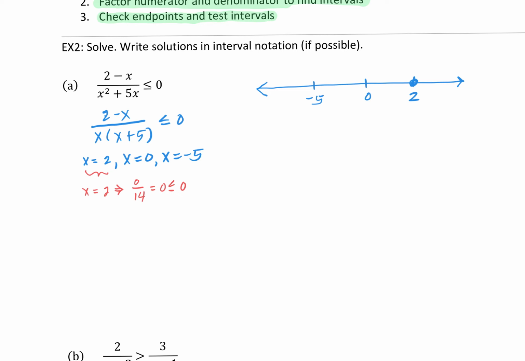If we look at x is equal to 0, the problem there is that I'm going to end up with 0 in my denominator. I'm going to end up with 2 over 0, which cannot happen. So I cannot use x is equal to 0. I'm going to put an open circle at 0. And then if you put in negative 5, again, that's going to make the denominator 0. So we can't use negative 5 either. So check your endpoints to see which ones can be part of your solution and which ones cannot. And then we'll go ahead and get ourselves some test points.